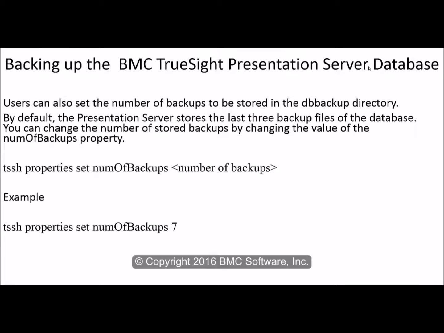In addition to changing the backup frequency, users can also set the number of backups to be stored in the database backup directory. By default, the presentation server stores the last 3 backup files for the database. You can change that number if you wish by using the TSSH properties set number of backups and include the number of backups. So in this example, we're changing the property to set the number of backups to be 7.